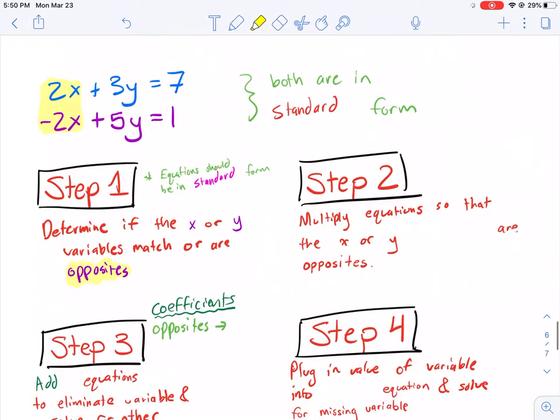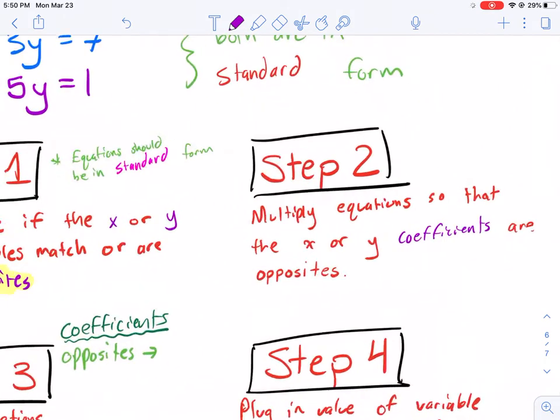Step 2, multiply the equation so that the x or y coefficients are opposites. Now, for some of you more advanced individuals, you can make it so that they match and then subtract. I am strictly teaching to a more general audience who appreciate getting it into the same form each time, and it kind of makes it a little bit more simple to do if they realize they just need to make them opposites each time.